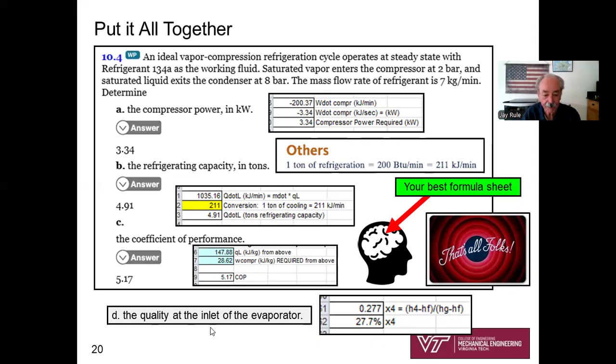and the quality at the inlet of the evaporator. So a point that I didn't make strongly enough, and I thought I had put some notes in for Part D. Why am I forcing you to go through Part D? Part D is a classic quiz or test question.